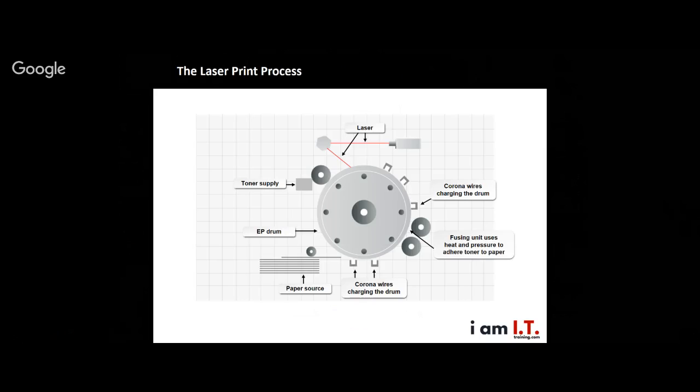There's going to be a rubber squeegee blade that touches your EP drum, and it's going to clean all of the residue and leftover toner from the last go around. So that's where we're going to start with this process and then go around the drum.